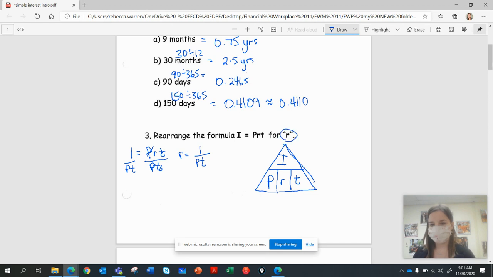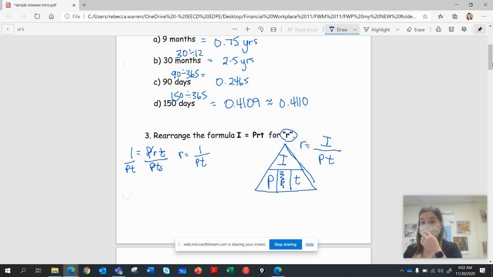Basically the way that it works is when you're rearranging this formula, you cover up the letter that you want to rearrange for. To cover it up in this case, I'm just going to color over it, which you don't have to do. You could literally put your finger over it if you had it on your page. And then what's left? Well, we have I over PT. By covering up the letter that I want to rearrange for, everything that's left is the rearranged formula. So it literally gives you R equals I over PT.